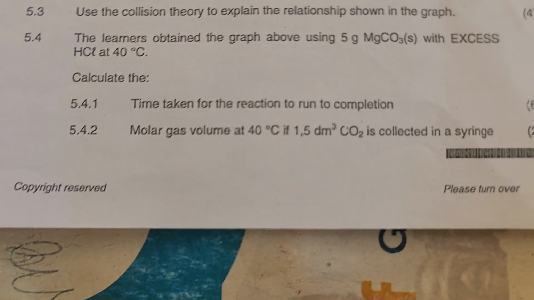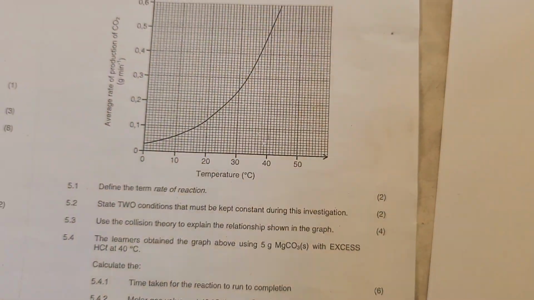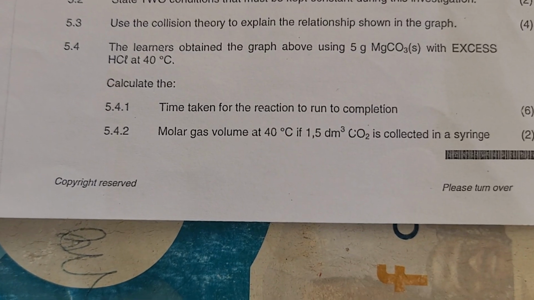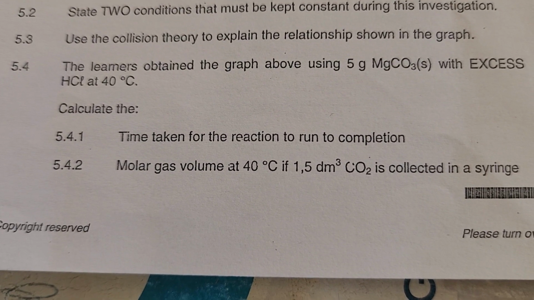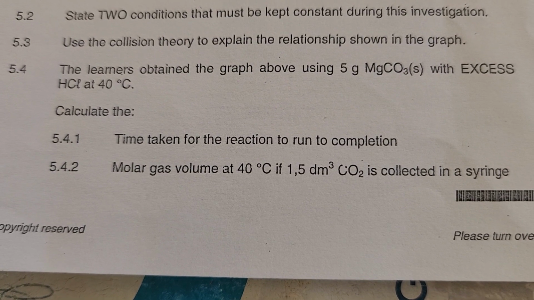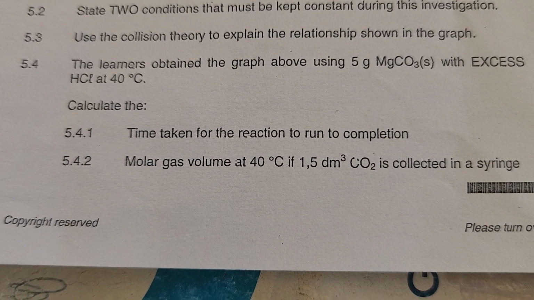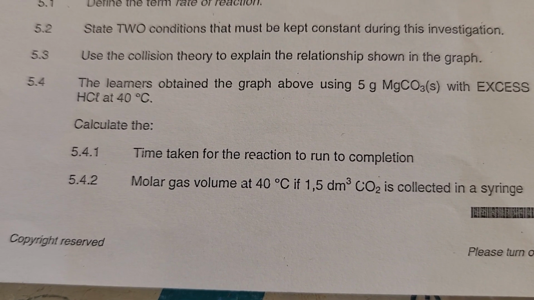And now let's go to 5.4, which is the last part in this one. Now there are two parts. There's 5.4.1. They are saying to us, the learners obtained the graph above using 5 grams of magnesium carbonate with excess HCl at 40 degrees. Now calculate the time taken for the reaction to run to completion.